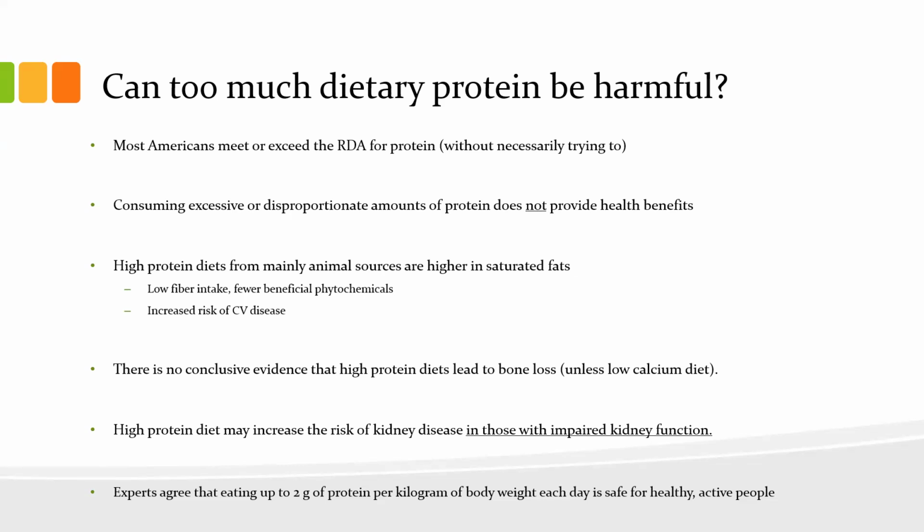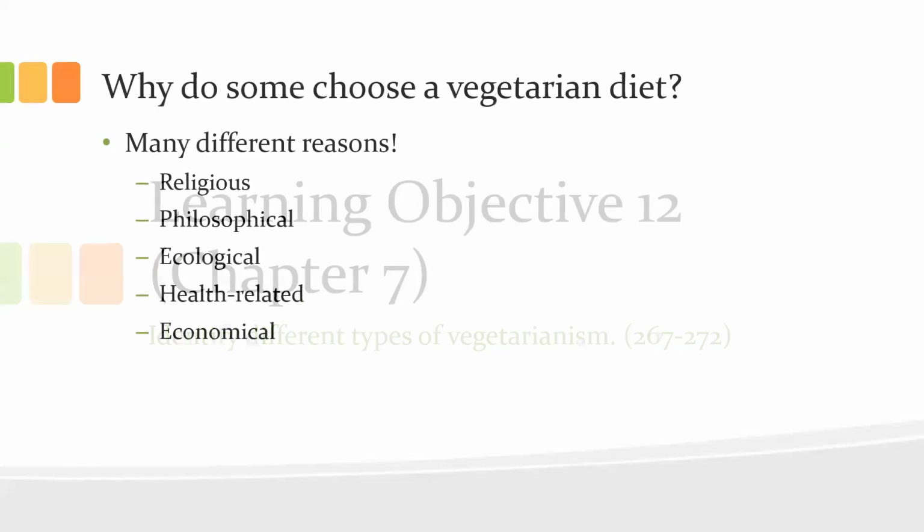Now, another thing to keep in mind is that a lot of times high protein diets, if they're from an animal source, are also going to be higher in saturated fats. And if you have low fiber intake added on to that and you don't eat a lot of plants to get some beneficial phytochemicals, you might be putting yourself at risk for cardiovascular disease. There's also no conclusive evidence that high protein diets lead to bone loss. This was something that was brought up when a diet called the Atkins diet was introduced, where we could cut out carbohydrates and switch to a high protein diet. That was a concern, but it doesn't seem like there's any evidence for that as long as you're getting calcium. Now, there is some potential for a high protein diet to increase the risk of kidney disease, but really the evidence only shows that if you have impaired kidney function already. And so the experts kind of agree that you could eat a whole bunch of protein, up to 2 grams of protein per kilogram of body weight each day, and you'd be fine as long as you're a healthy, active individual.